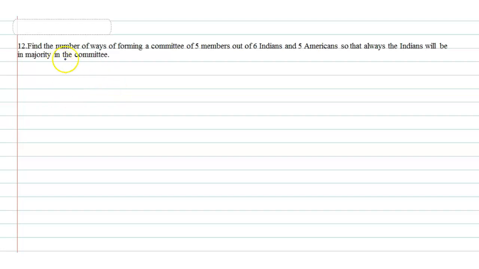Right, here the question is like this. This is question number 12. So the question is: find the number of ways of forming a committee of 5 members. In that, 6 Indians are there and 5 Americans are there, so that Indians will be the majority in the committee. This one we need to remember: Indians will be the majority in the committee. Okay? So for this one we can write the solution.